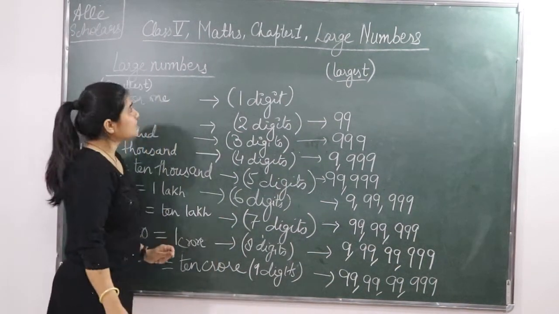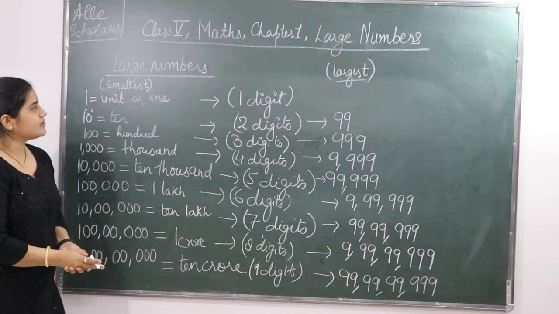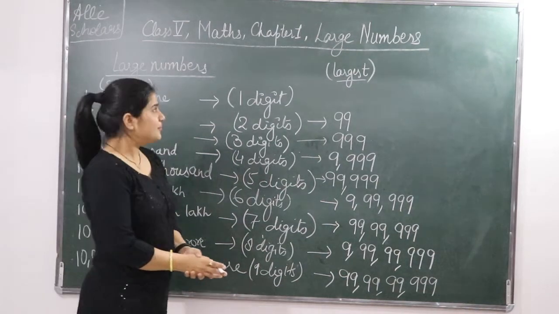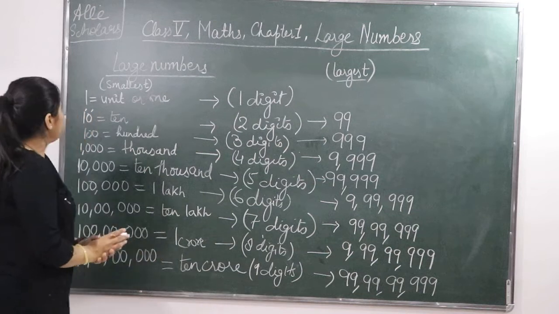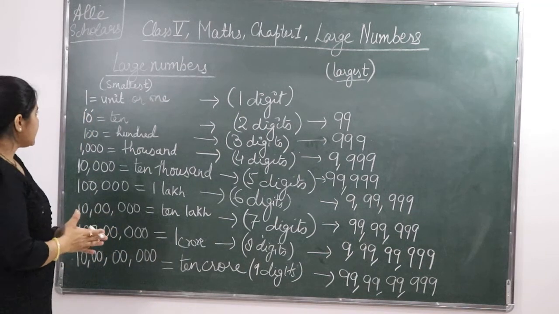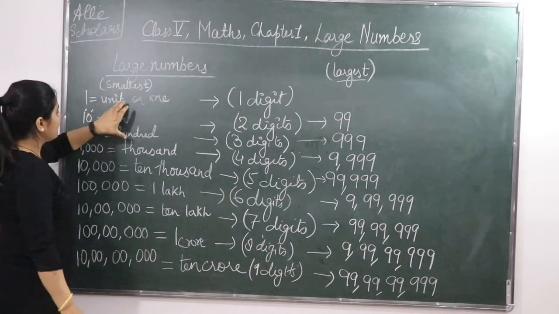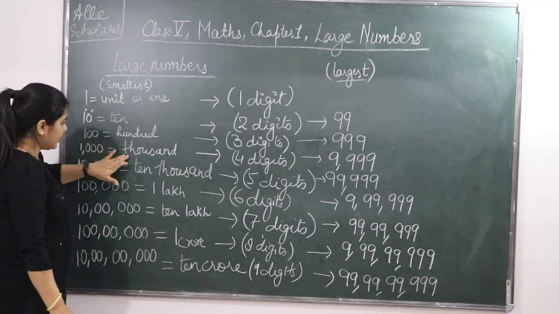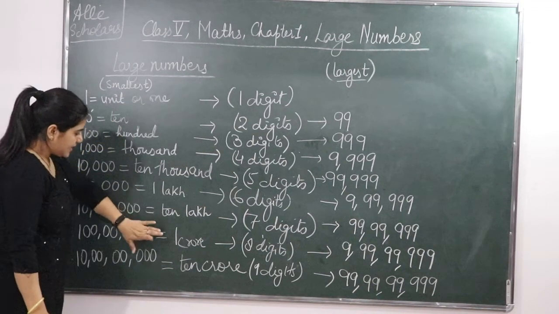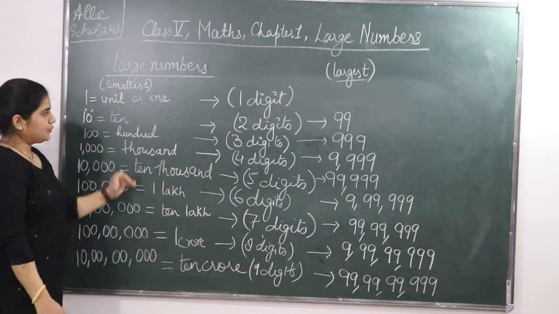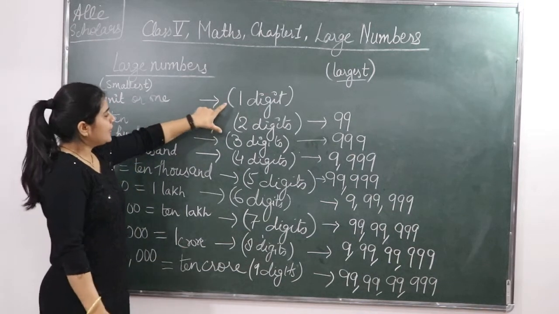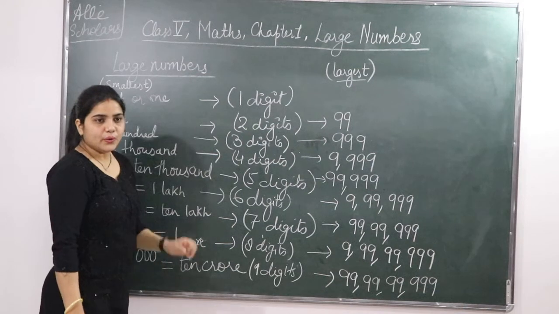So today from class 5 maths, we are going to take chapter 1, that is large numbers. We will study about small and large numbers. We will see how numbers go from unit, 10, 100, 1000, 10,000, 1 lakh, 10 lakh, 1 crore and 10 crore, how this number increases when the digits of a number increase.